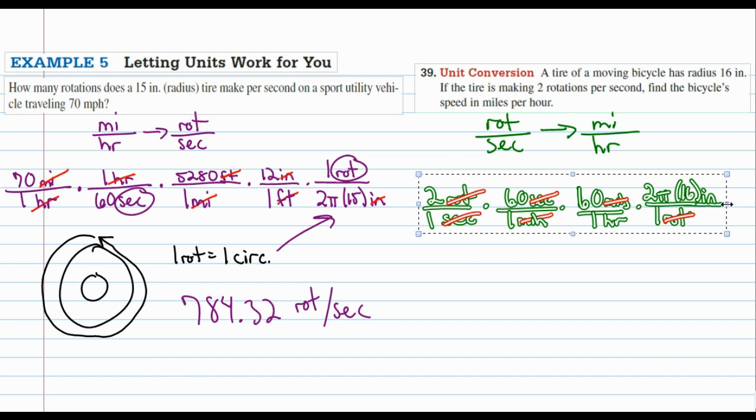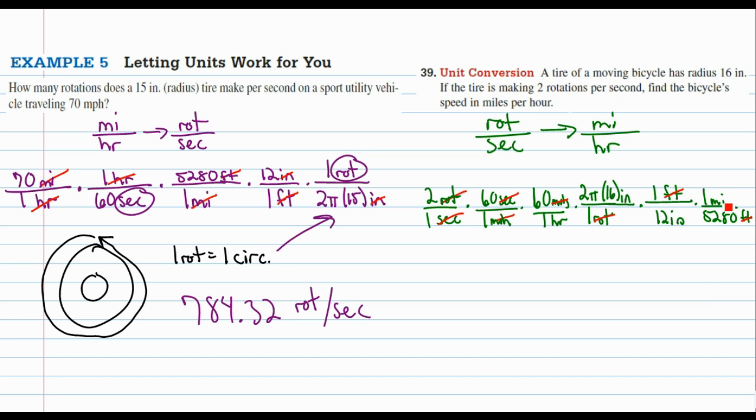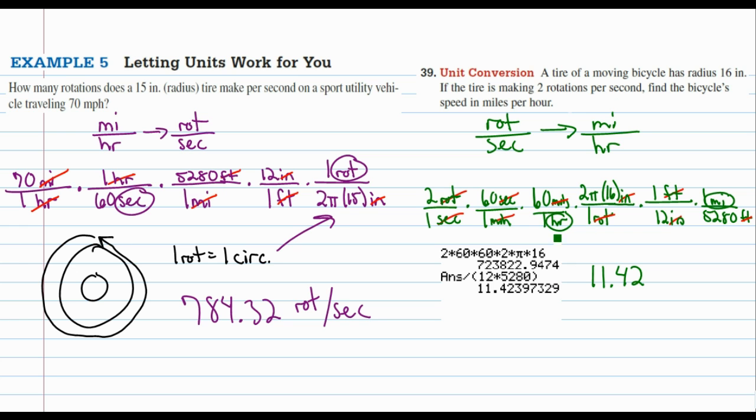I've got some more work to do, so I need some more room. Now I'm in inches per hour. I want miles per hour. So I know 12 inches is 1 foot, and then 5,280 feet are in 1 mile. So now feet cancel, inches cancel, and I'm in miles per hour. That is the conversion I want. I used my calculator and got 11.42 miles per hour.